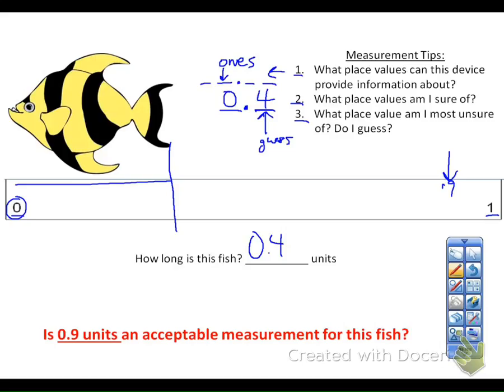It may be inaccurate, but we can deal with that. We're aware that we're making an error here. Now, I wouldn't suggest you make 0.9 your guess here. We know better than that. We're more precise than that, but for this ruler, it's accurate enough.